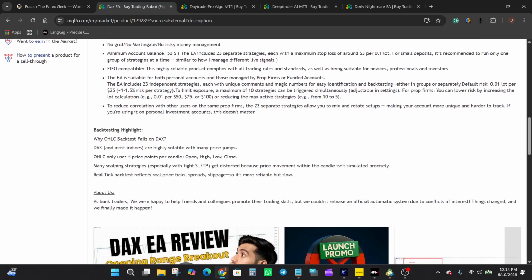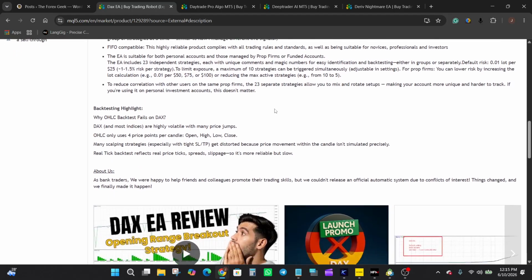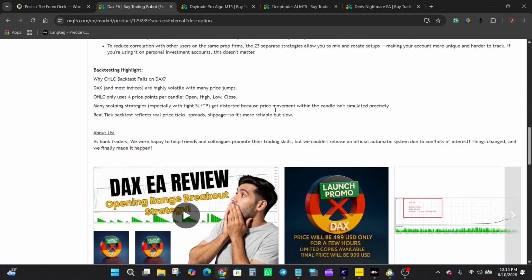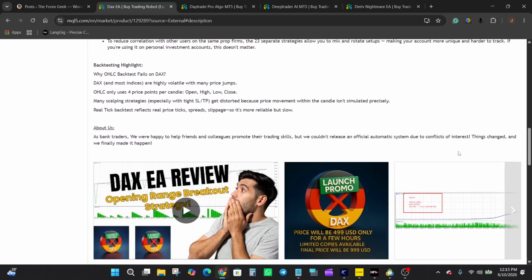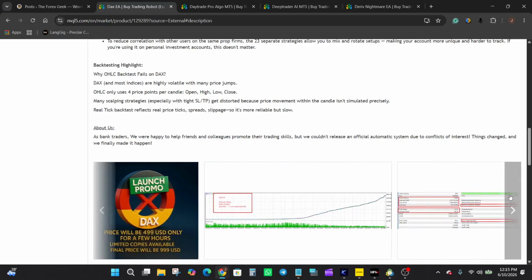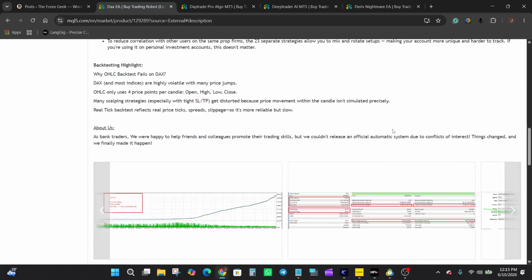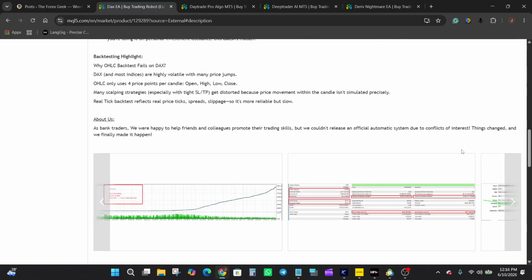Now let's move into the historical backtesting section. The developer places significant emphasis on using real tick data or at minimum every tick modeling. According to the documentation, open prices or 1-minute OHLC testing can produce inaccurate results on DAX because of the index's volatility and frequent price jumps.